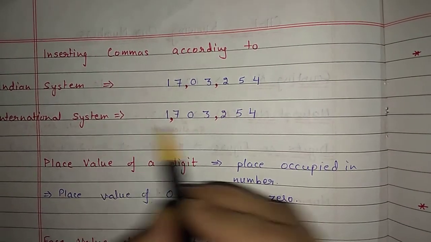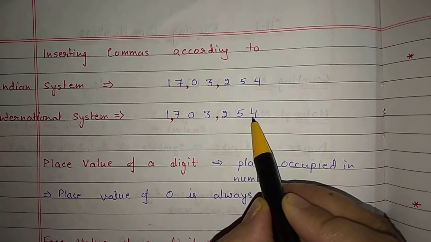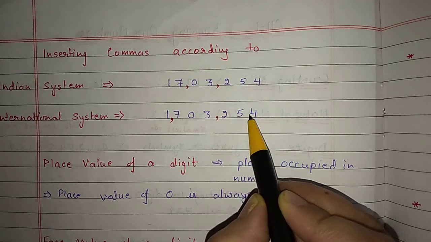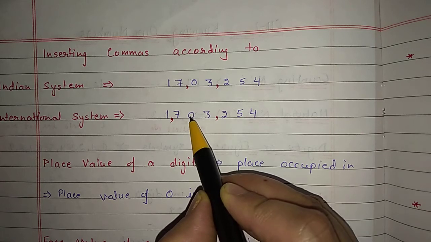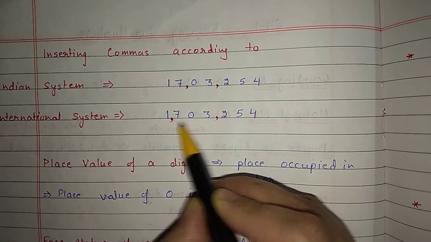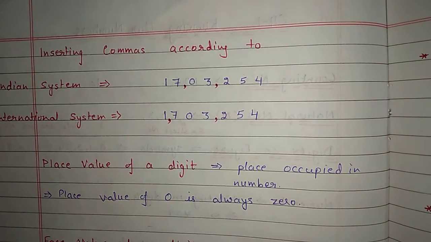In the international system, each period has 3 digits. So after 3, that is 1, 10, 100, then 1000, 10,000, 100,000 again. After each period you have to put a comma.